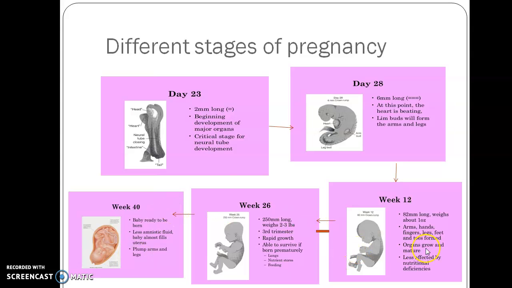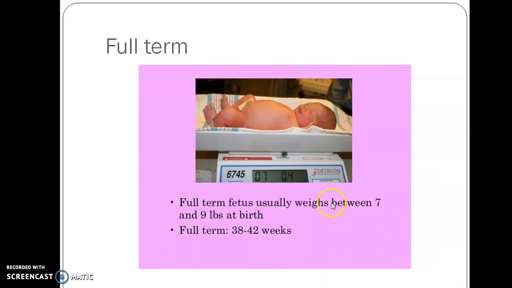Next is the full-term fetus. Usually it weighs between about 2 to 3 kilograms at birth. And at full term, it is about 38 to 42 weeks. The fetus will be ready to be born.